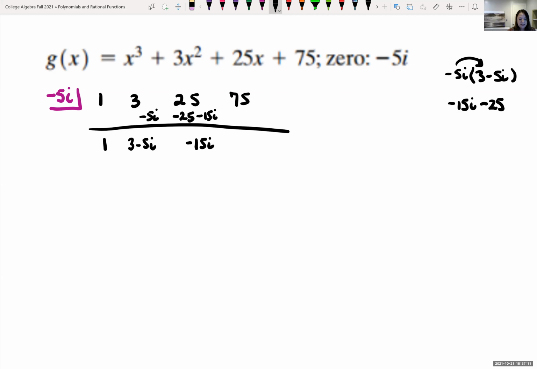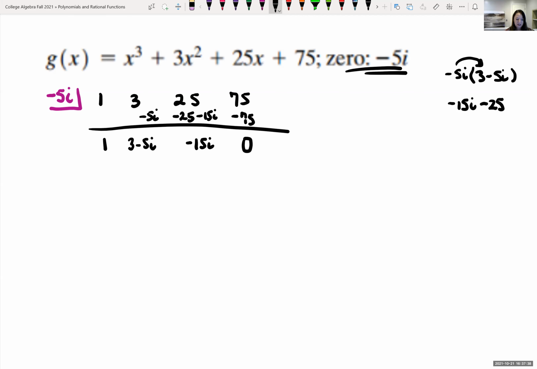Well, negative 5i times negative 15i. Negative 5 times negative 15 is positive 75, but then we have the i squared, which is negative 1, so we have negative 75, which gives us back 0. We know we did something wrong if we didn't get back 0 here, because we were given that this is a zero of our polynomial, so our remainder must be 0. Well, let's break it down further.